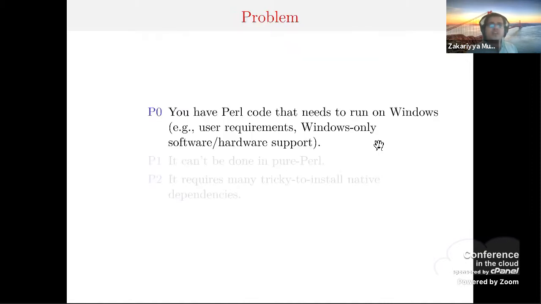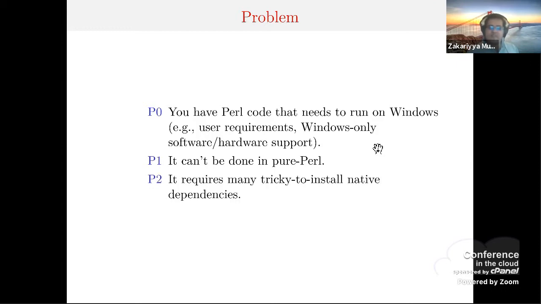All right, so say you have some Perl code, and for some reason it has to run on Windows, whether it's your user requirements or there's some special software or hardware that only runs on Windows. Okay, but what if it can't be done just in pure Perl? Okay, well, Strawberry Perl exists. It's got a C compiler, and probably you can use that. But what happens if you have many native dependencies? And some of them are tricky to install. Well, that can be a pain and sometimes turns you off from actually doing the work.